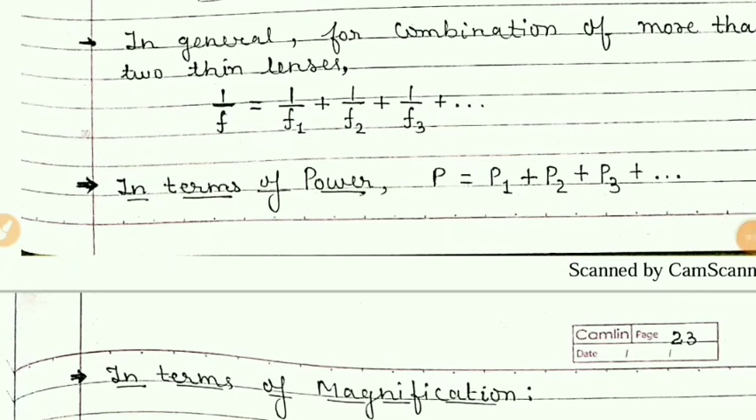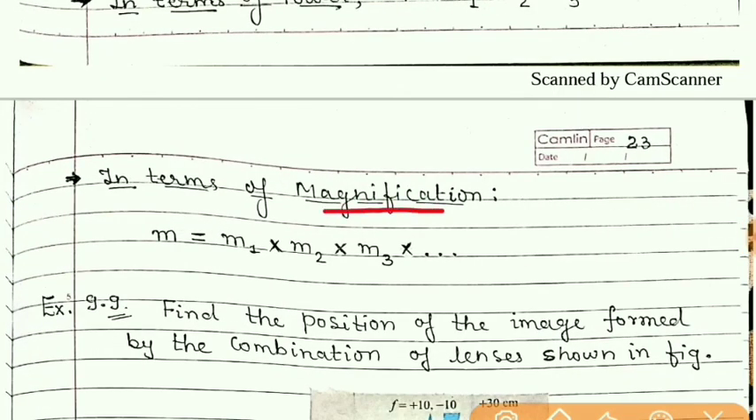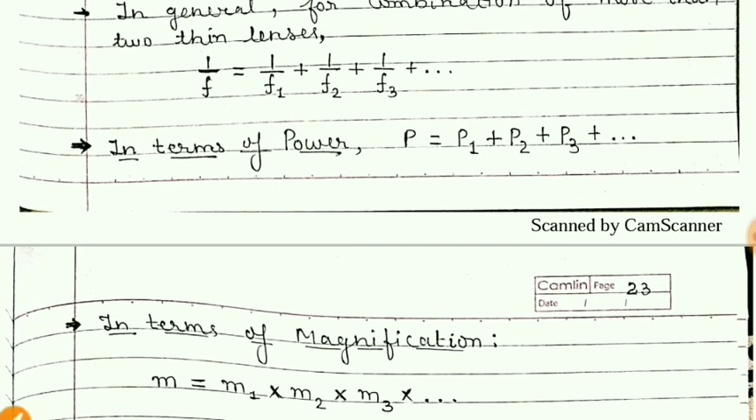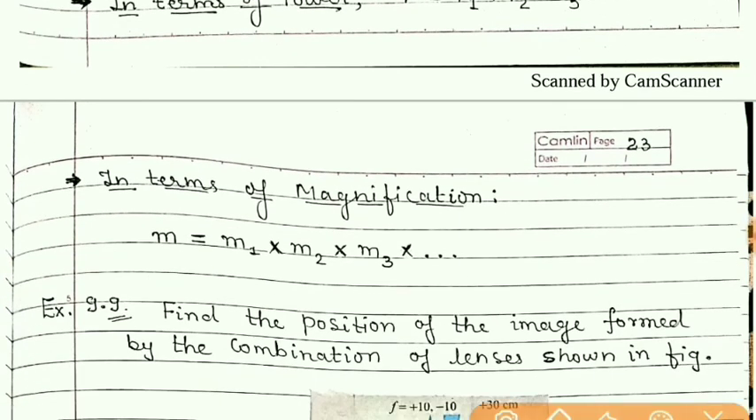Now about magnification. When the lenses are combined, powers are added, but magnification is multiplied.